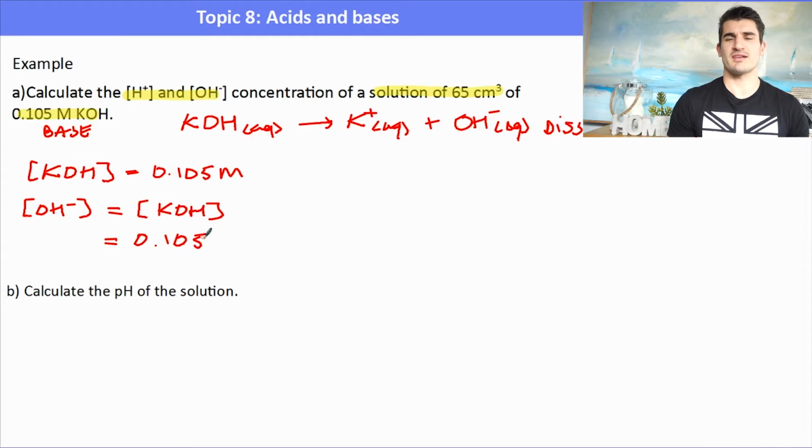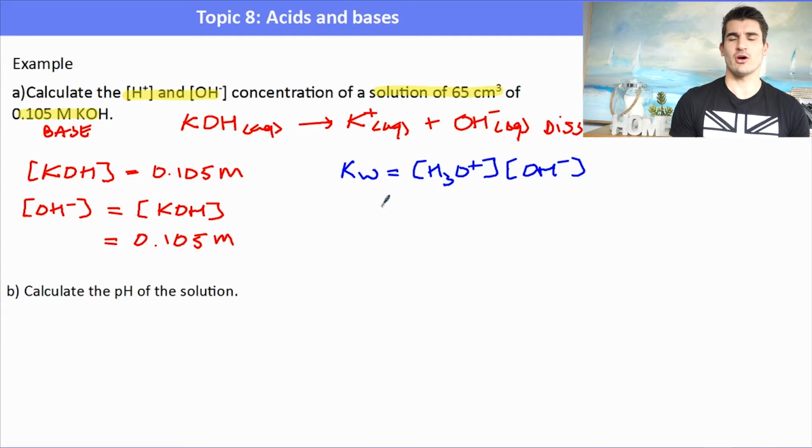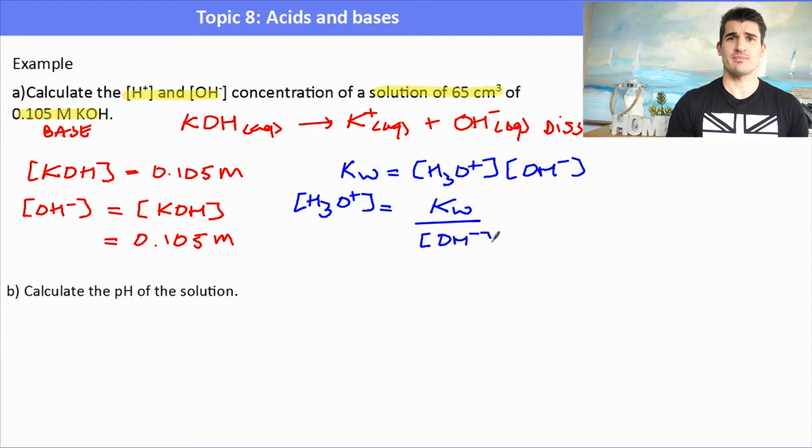To work out H3O plus, we need to use the Kw value, so we've got Kw equals concentration of H3O plus multiplied by the concentration of OH minus. Rearrange that to find H3O plus would give us Kw divided by OH minus. And then think about what this answer is going to be. We've got a basic solution. We're finding the amount of acid. It's going to be a pretty small number. So you've got to make sure you type this into your calculator correctly. And we work out the hydronium ion concentration to be 9.52 times 10 to the minus 14 molar.